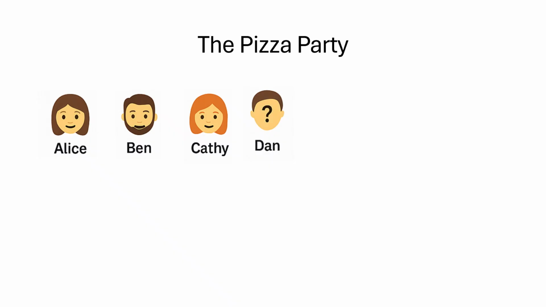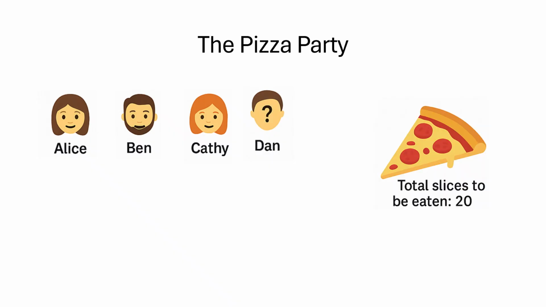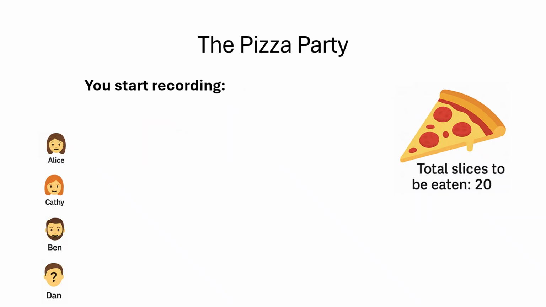Suppose you are having a pizza party at your home and you invited Alice, Ben, Kathy, and Dan. And all of them have to eat exactly 20 slices of pizza. Now you start recording. Alice ate 6 slices, Kathy ate 4 slices, Ben ate 7 slices. Now, how many slices must Dan eat?